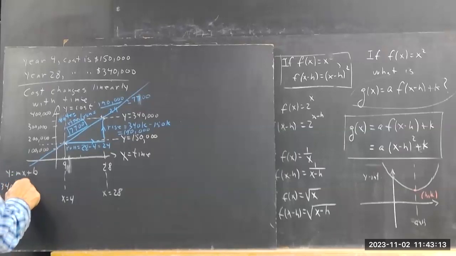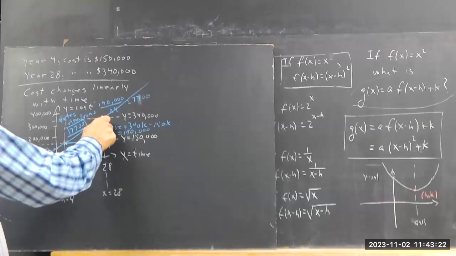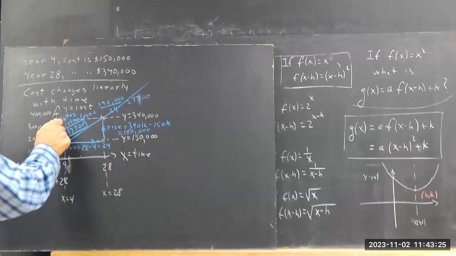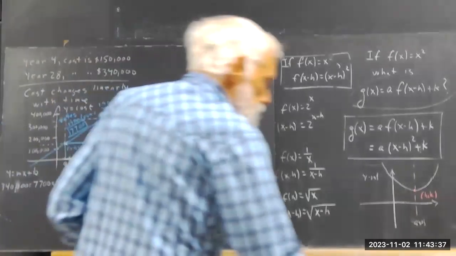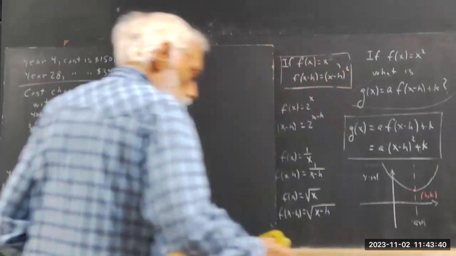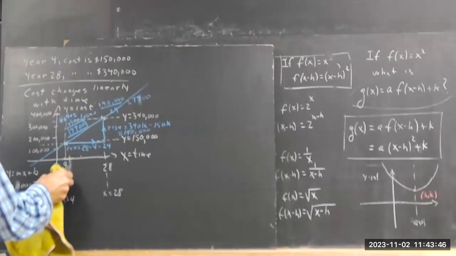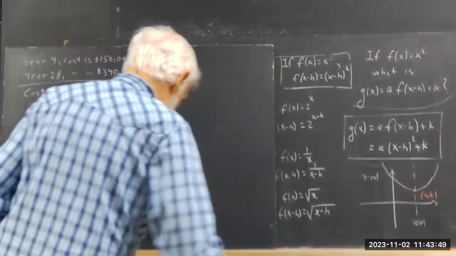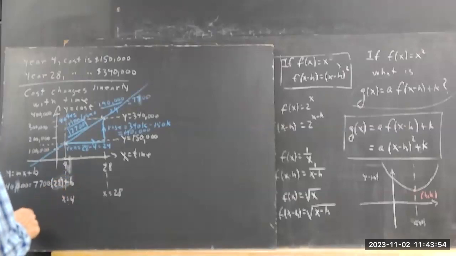I better write out the numbers. 340,000 equals 7,700 x plus 28, using this point. In other words, y equals 340,000 when x equals 28. I need to learn to think before I write things down. x is 28. All right, 70,000 times 28 plus b.